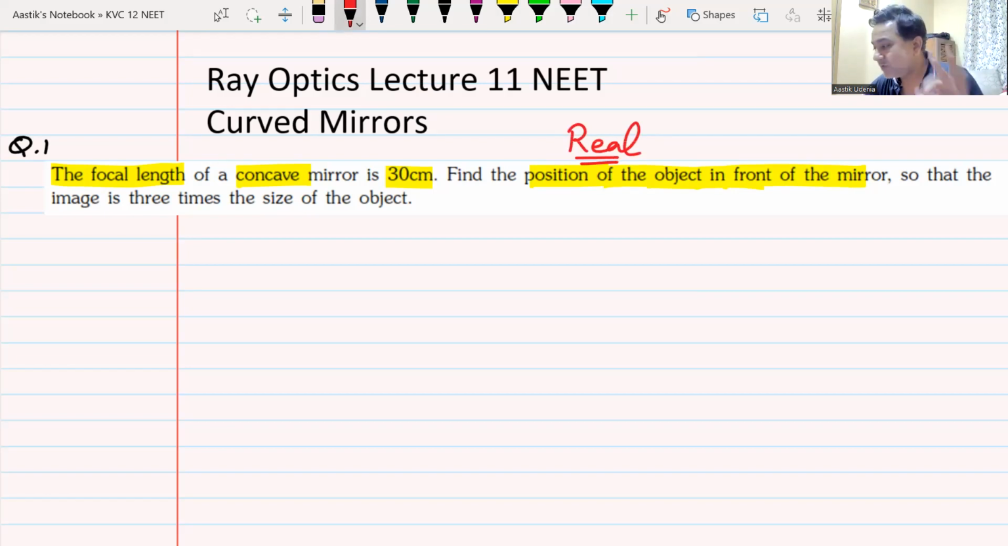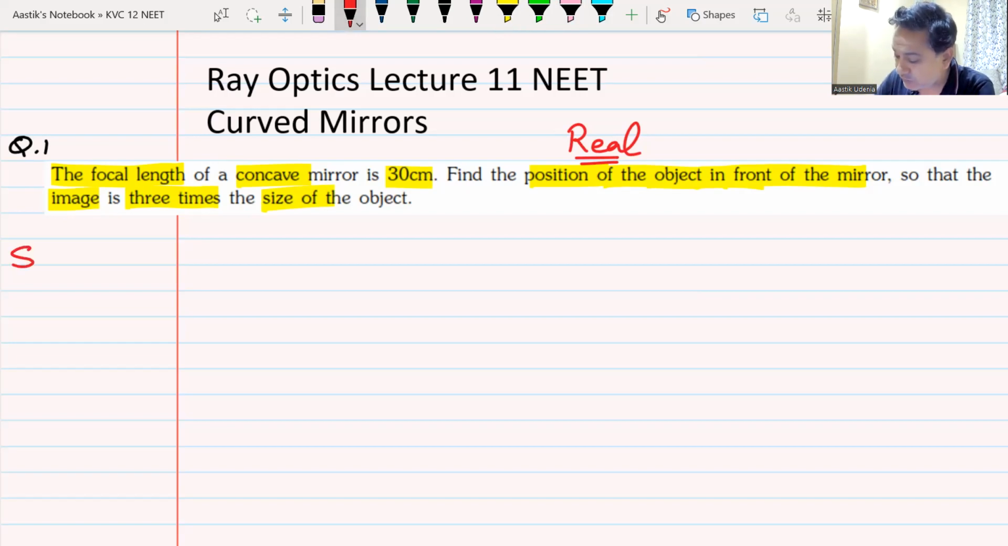Find the position of the object in front of the mirror so that the image is 3 times that of the object. So this is the question, and we need an answer, and there is a very specific reason why this question is given. So what is the answer for this question?